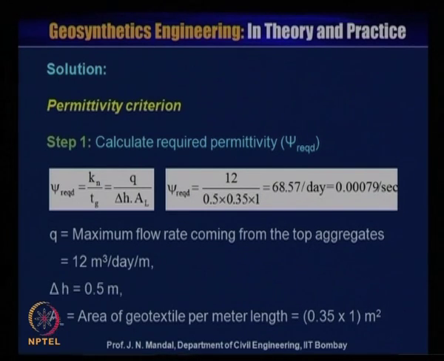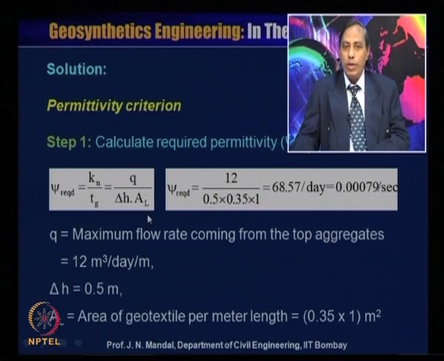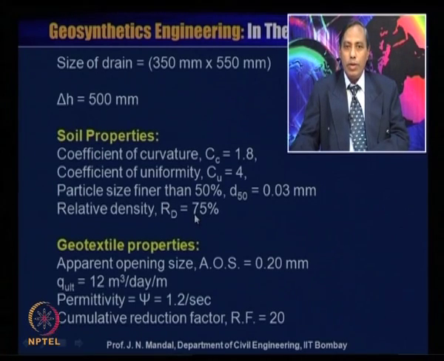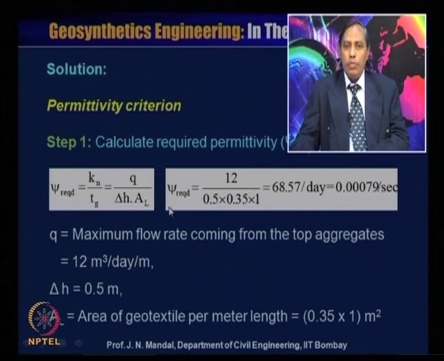Step 1, calculate the required permittivity, that is, psi required. Psi required is equal to Kn by Tg, that is Q by delta H into A. We know the equation. Q value is given as 12, delta H value is given as 0.5, and A is equal to 0.35 into 1. Then you calculate the required permittivity, that is 68.57 per day, or equal to 0.00079 per second.